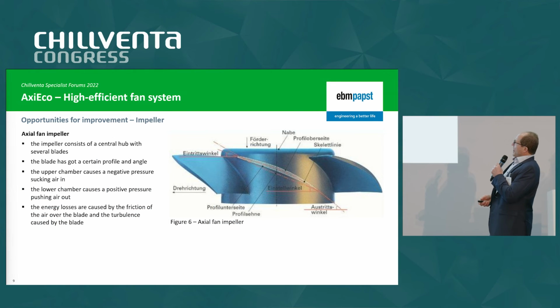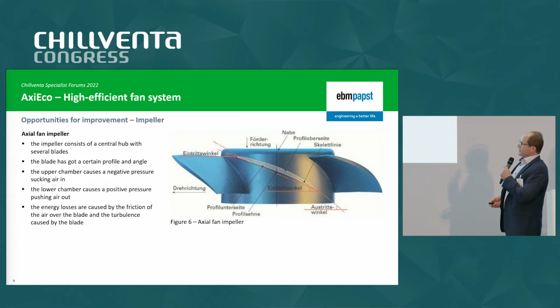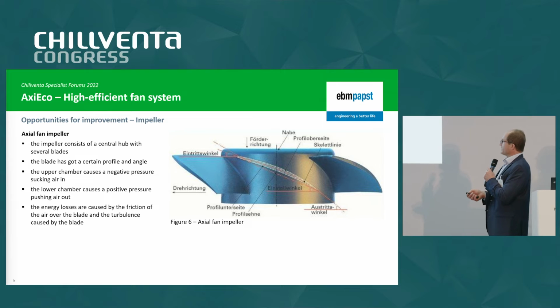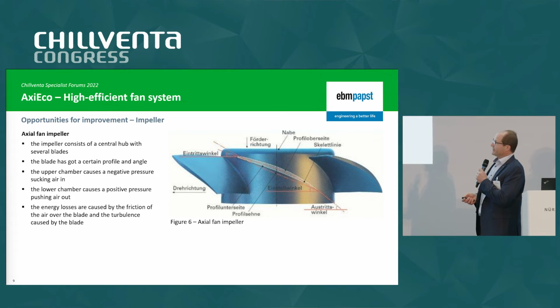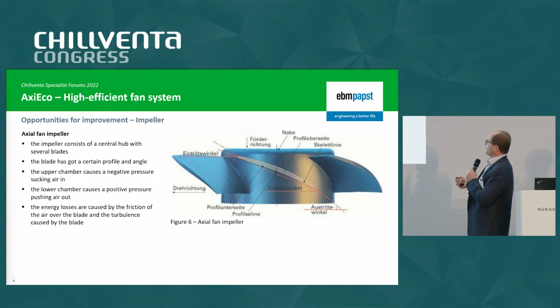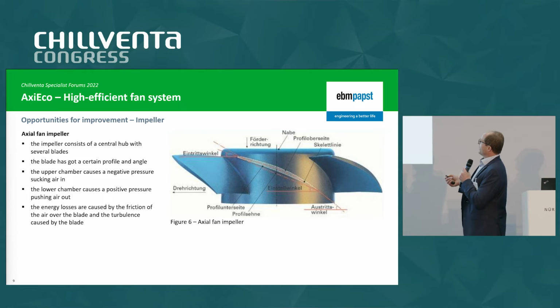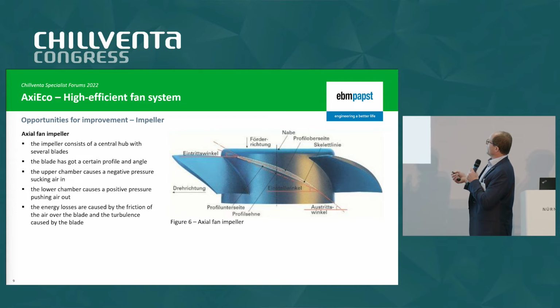So, how can we manage this to improve the fan? Firstly, we have to look at the impeller itself. So you see here a standard impeller from a side view. We have here the hub, which goes to the motor. We have several blades on this hub. We have a certain angle of this blade. We have a certain profile of this blade, and we have a certain angle how the blade is attached to the hub.